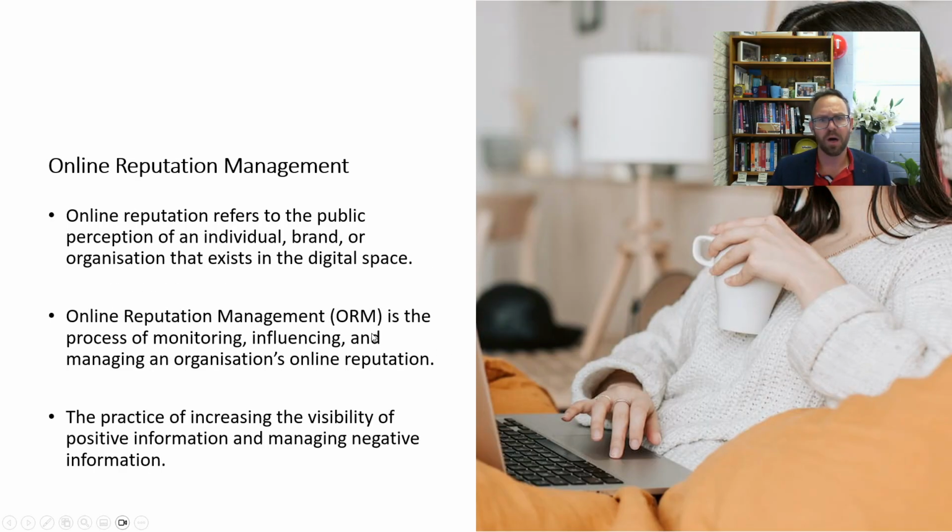So let's first of all look at what online reputation management is. This refers to the public perception of an individual, a brand, or an organization that exists in the digital space. And the reputation is a person's attitude or their opinion of that particular thing, right? So online reputation management, sometimes called ORM, is the process of monitoring, influencing, and managing an organization's reputation online. And it's the practice of increasing the visibility of both positive information, so positive messages about our organization, but then also managing or minimizing the negative information about our business online.